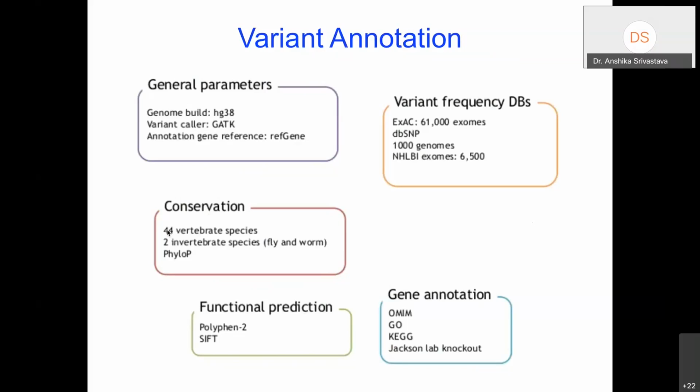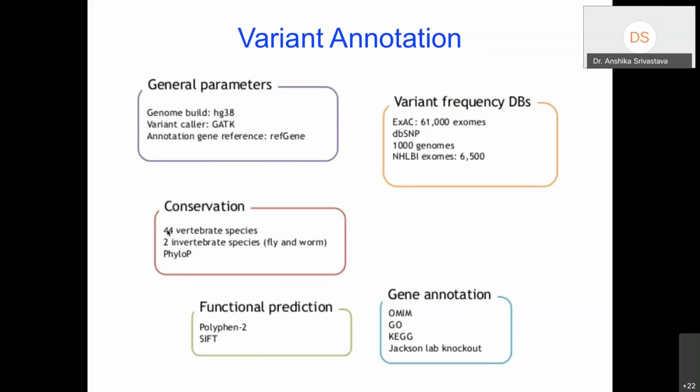Since you are dealing with rare Mendelian genetics, you will choose the variants which have a frequency of less than 0.001. Then you will see the conservation of the protein through different tools, like whether this particular gene or this particular segment is conserved across different species. So you can use PubMed for looking for conservation.